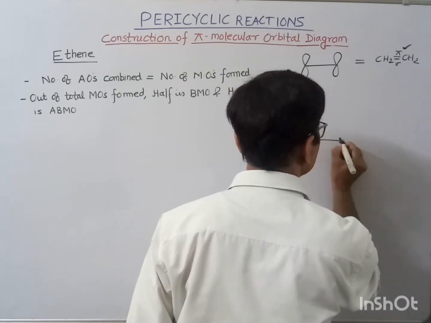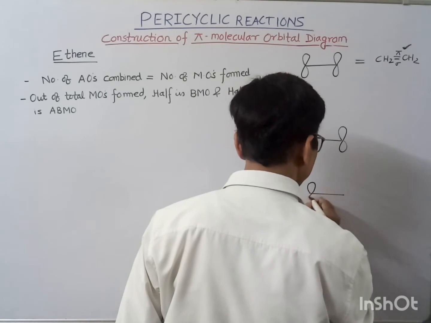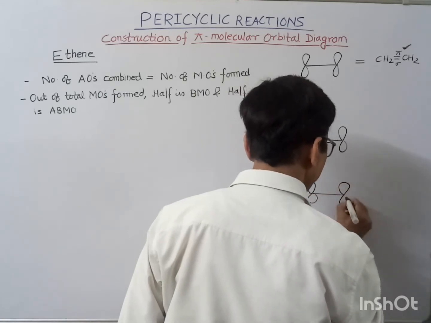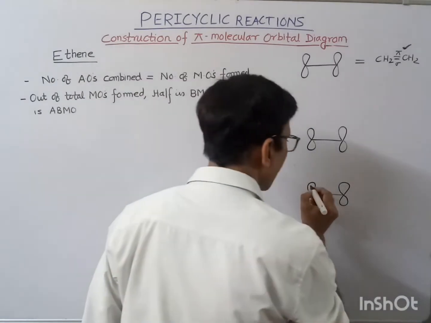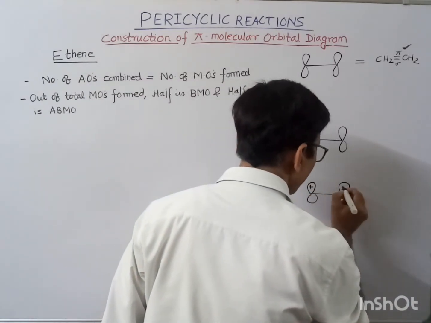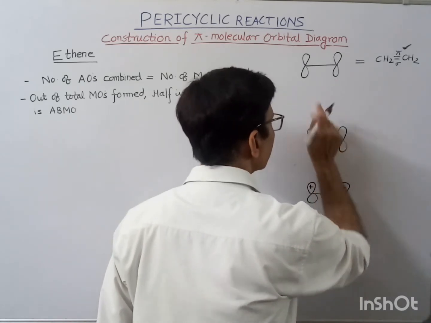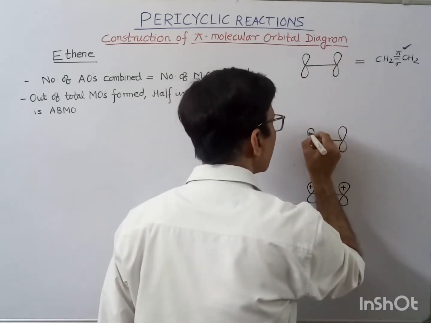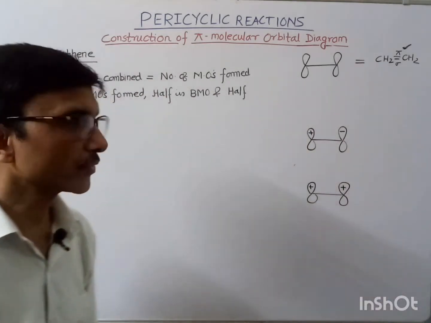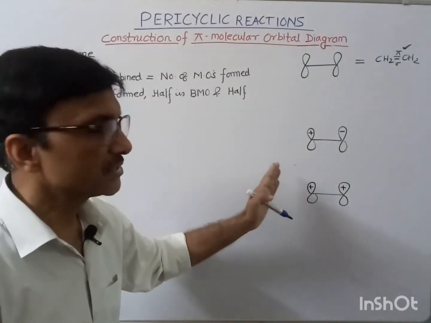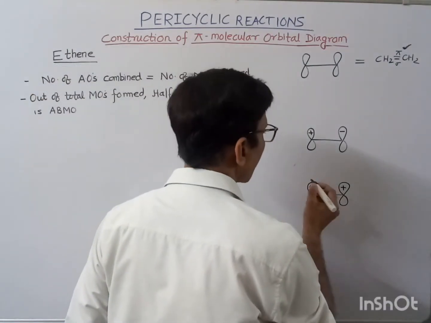Simplest diagram. So these 2p orbitals can combine in two ways. Either constructive overlap can occur between these 2p orbitals, or destructive overlap can occur between these two orbitals. Okay, so this is the simplest diagram for this ethene system, or two carbon system.